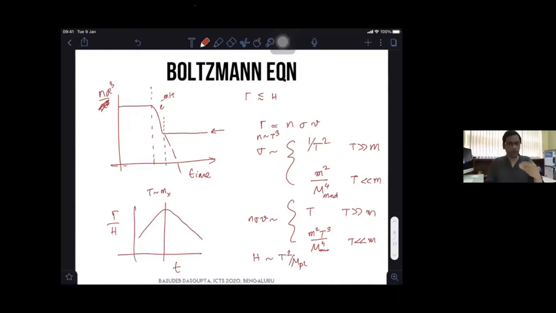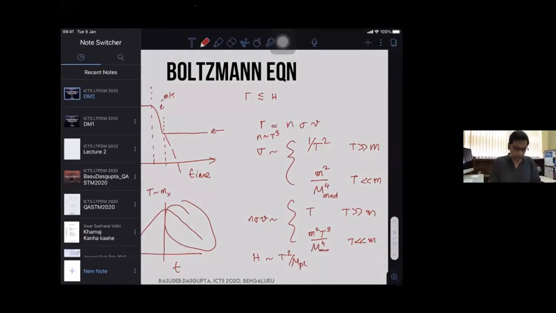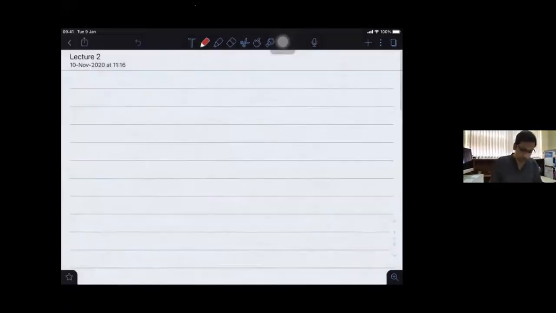Now, for some particular interactions, it may so happen that the peak is so early on that you are only seeing this part of the behavior. But in general, it's good to keep in mind that gamma by H has this form. Okay. So now let's learn a little bit more about Boltzmann equations before we actually put in some numbers. But before we do that, if there are any questions, we can take them.